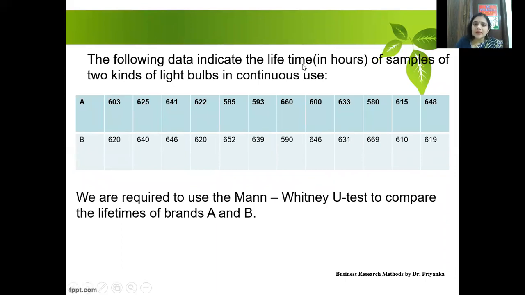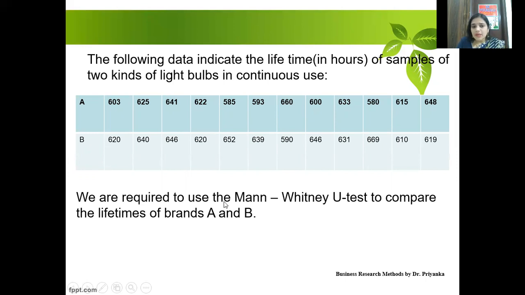The following data indicate the lifetime in hours of samples of two kinds of light bulbs in continuous use. This is brand A and this is brand B. Brand A bulbs had been randomly taken. For example, bulb number 1 had a life of 603 hours, then bulb number 2 in A had a life of 625 hours. Like this, we have mentioned all the hours, and for B also.